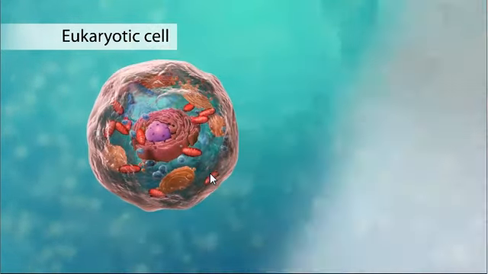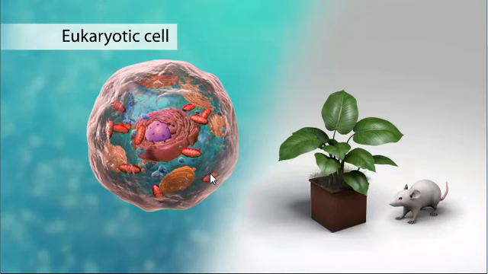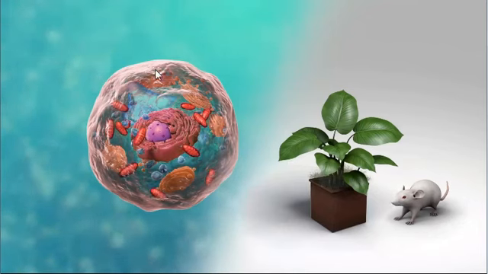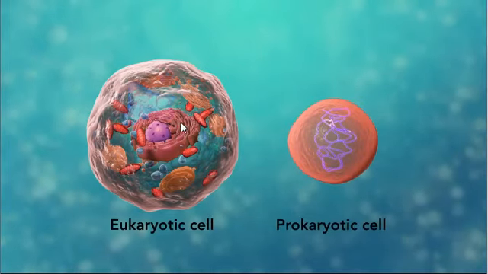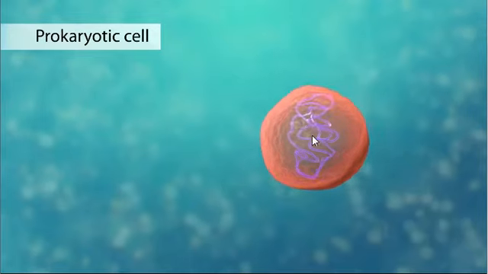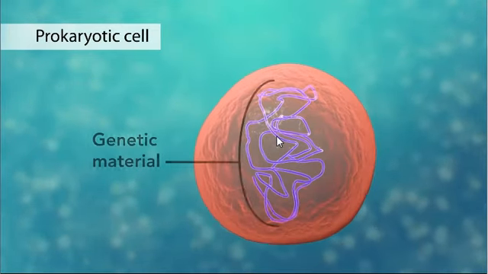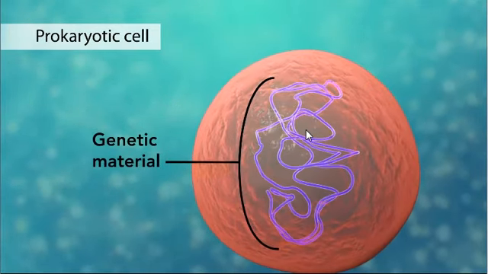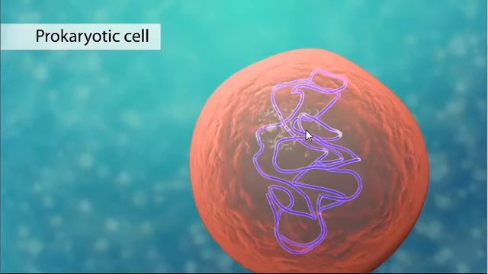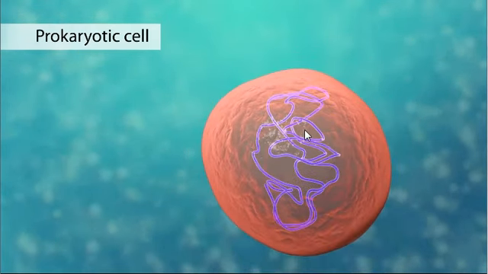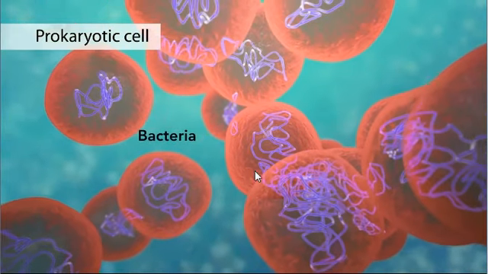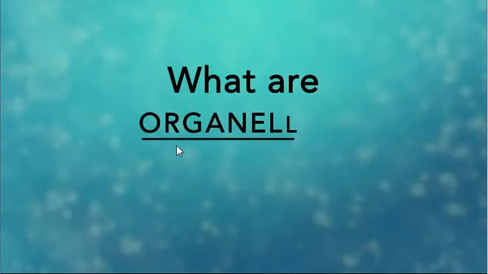So there are basically two cell types. We have the eukaryotic and then the prokaryotic. When you look at this membrane, the nuclear membrane is existing, and here we don't have it. So where it is not existing, we call it a prokaryotic cell, and where it is found, we call it the eukaryotic cell. So these are prokaryotic cells, and they are basically found in bacteria.